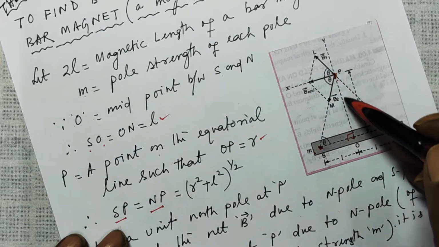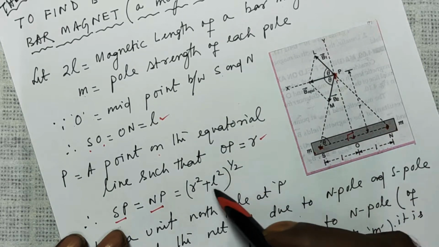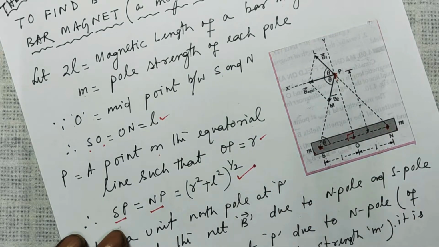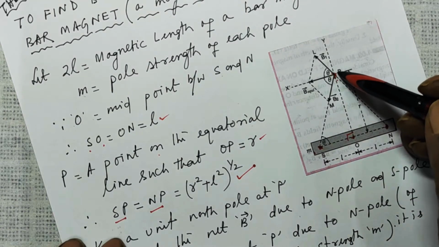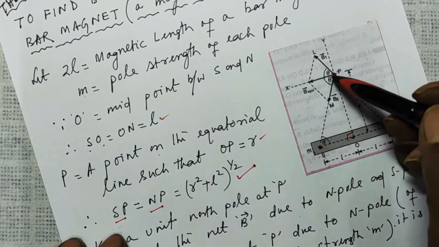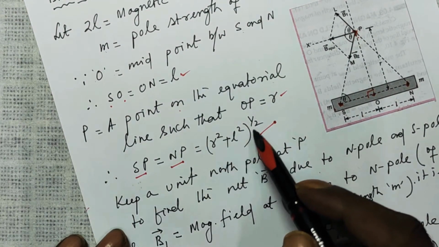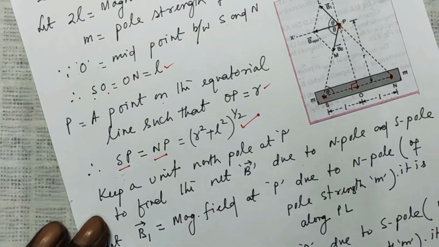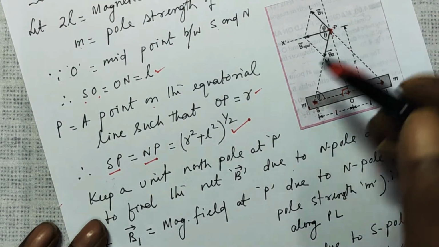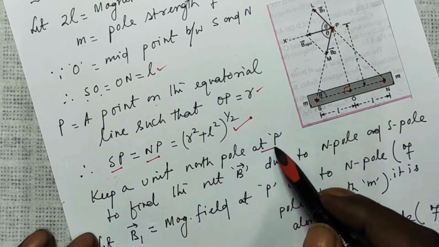That is equal to the square root of R square plus L square. That is the distance PS or NP. Both are equal to the square root of R square plus L square. Now, to find the field here, keep a unit north pole at P.